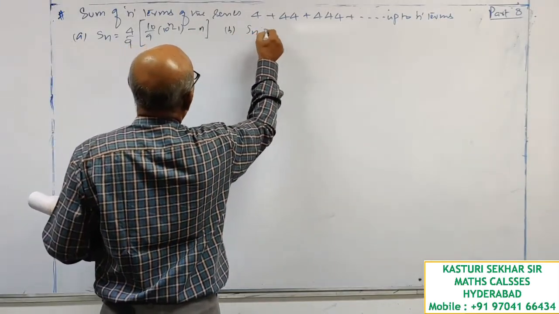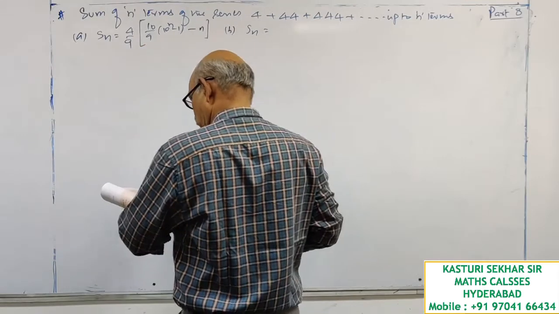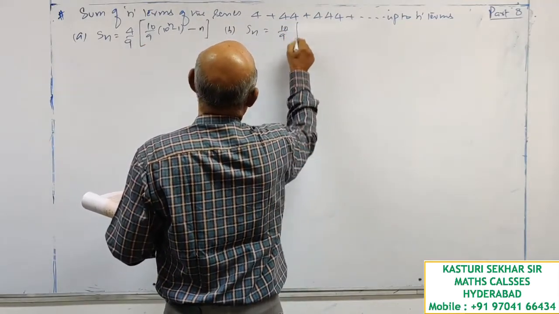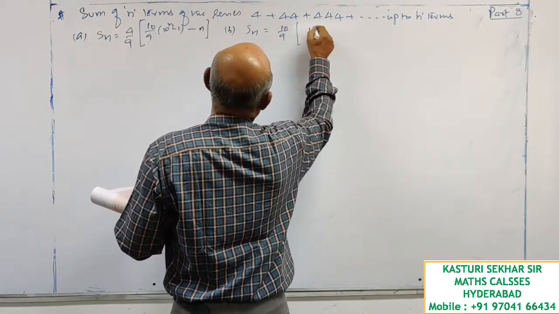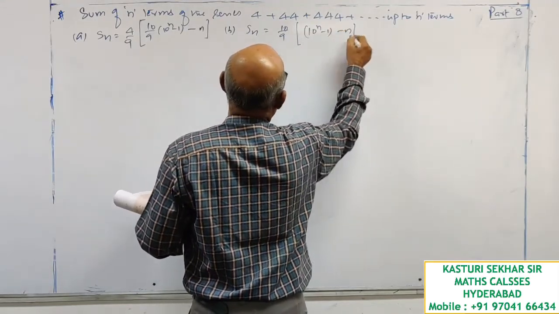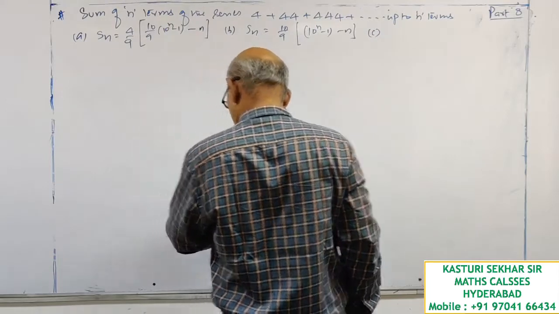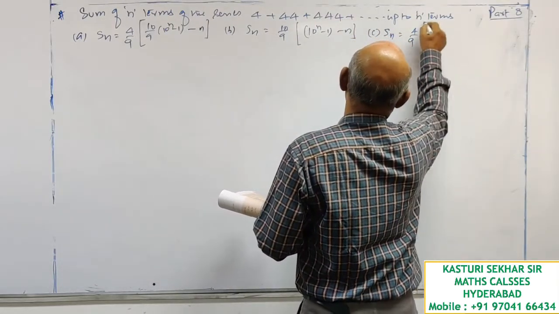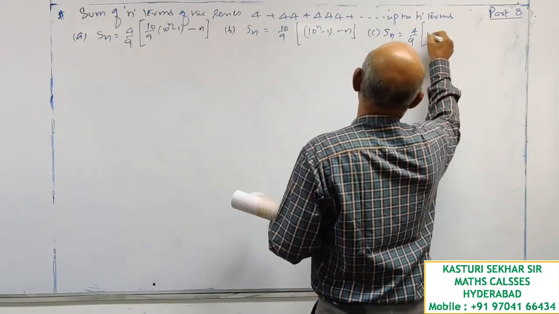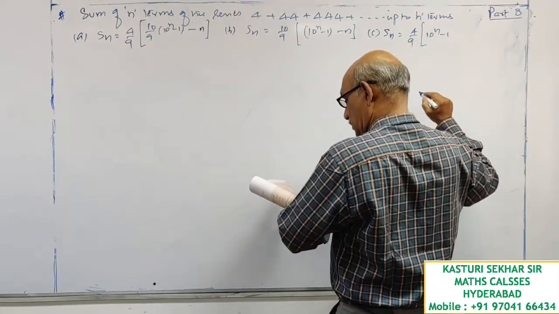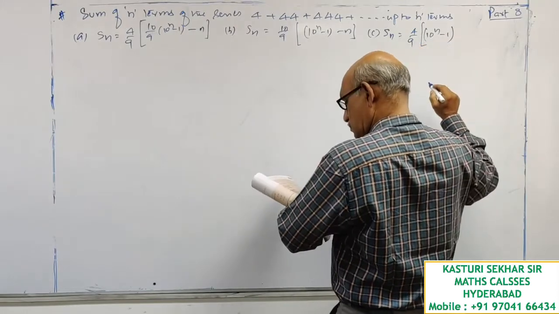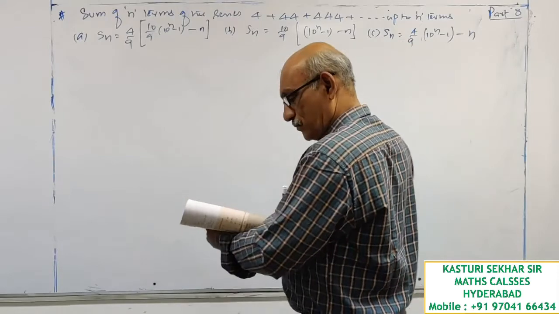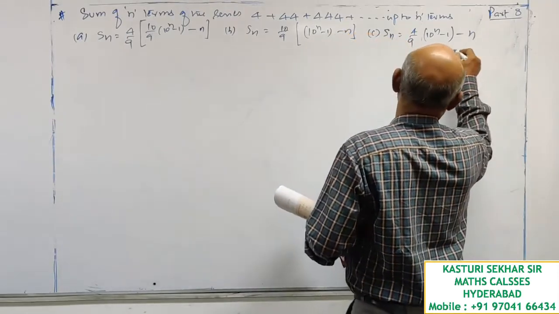Option B, Sn is equal to 10 by 9 into 10 power n minus 1 minus n. Option C, Sn is equal to 4 by 9 into 10 power n minus 1 minus. Option D, none.